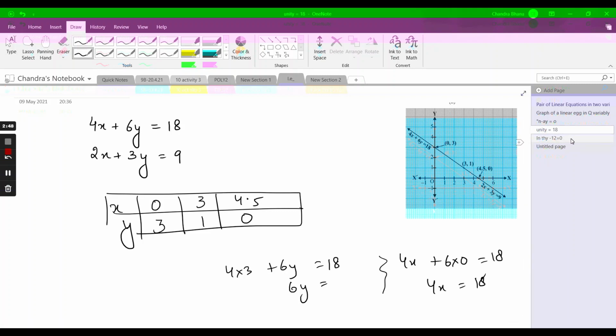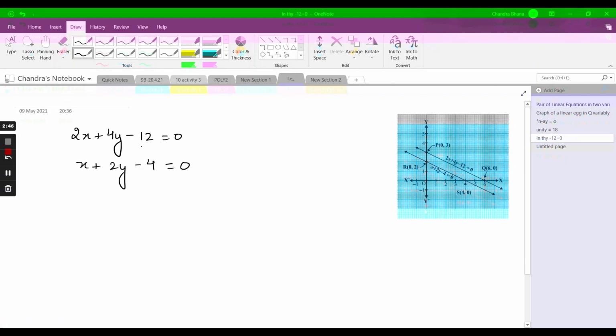Let's take another example. Here I have these 2 equations and I am getting 2 parallel lines here. Now you can draw these graphs, but suppose I say: just tell me whether the two lines will be intersecting, parallel or coincident without drawing the graph. Then how will we be doing that?